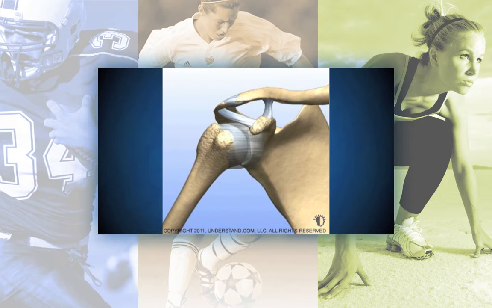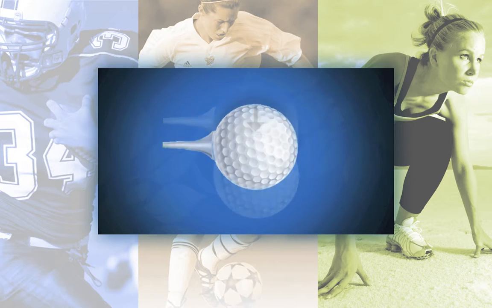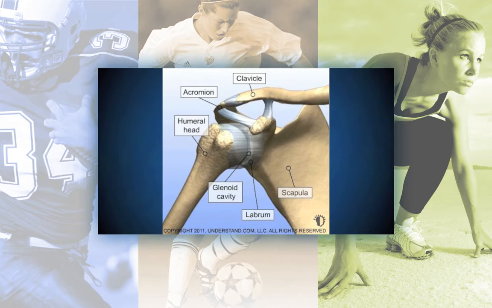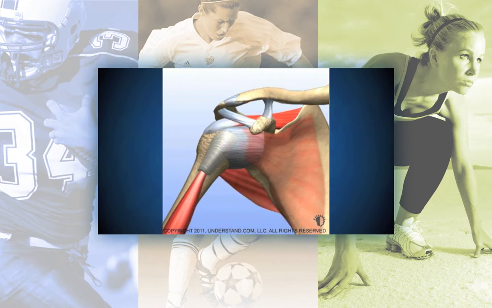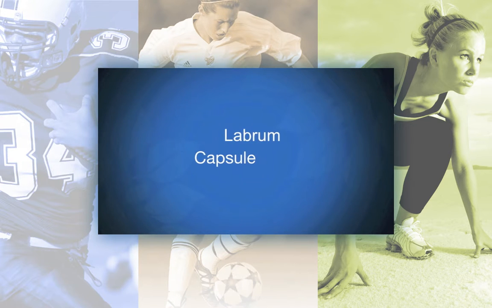A frequent analogy is to compare the shoulder or glenohumeral joint to a golf ball on a tee. Placed on its side, the ball will simply fall off the tee. To maintain its stability, the shoulder relies on a sophisticated balance of soft tissue restraints. The main stabilizers of the shoulder are the labrum and the capsule.